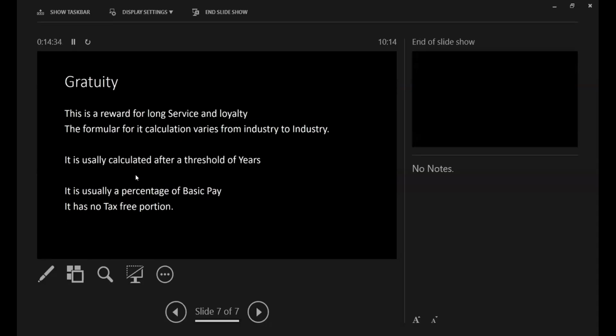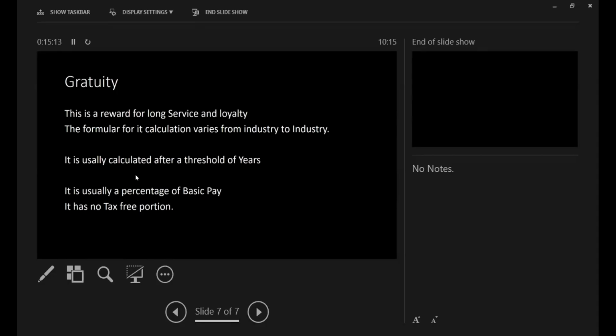Now let's look at the last one for the day, which is your gratuity. Basically, a gratuity is a reward for long service and loyalty. So we are simply saying thank you for being loyal to the organization. There are quite a number of ways in which it can be paid. Some give what are called long service awards. Some give a gratuity. Some pay this gratuity at the termination of a contract of employment. However, the formula for the calculation varies from industry to industry, and so you'll find that each industry has its own way of calculating gratuities.